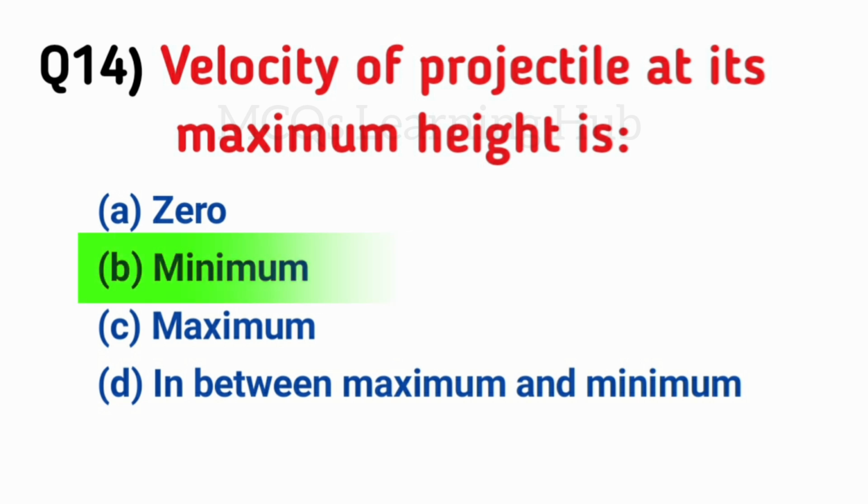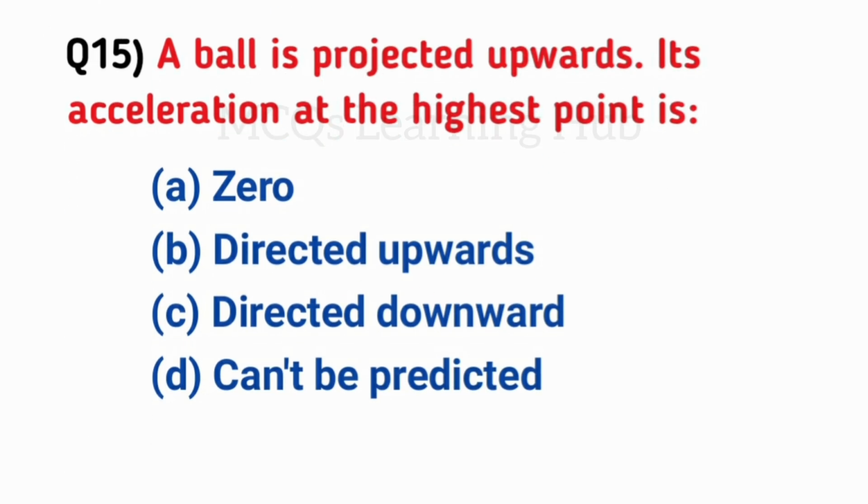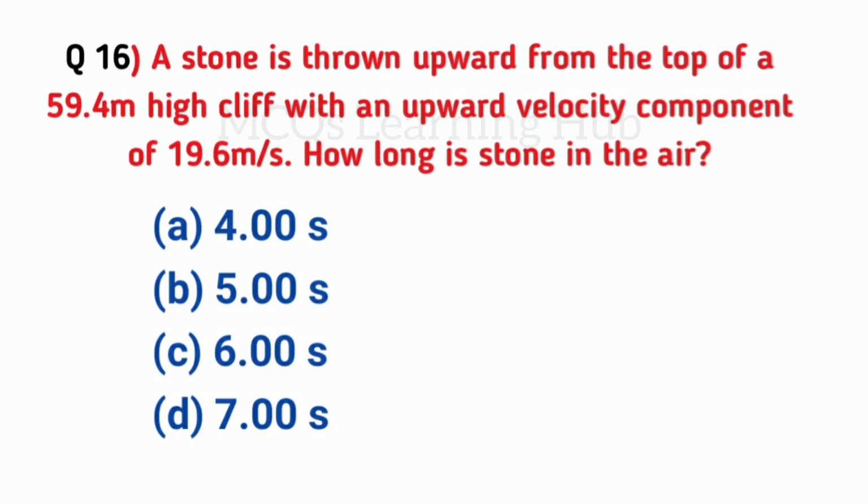Option B is correct. A ball is projected upwards. Its acceleration at the highest point is. Option C is correct. A stone is thrown upward from the top of a 59.4 m high cliff with an upward velocity component of 19.6 meters per second. How long is stone in the air?